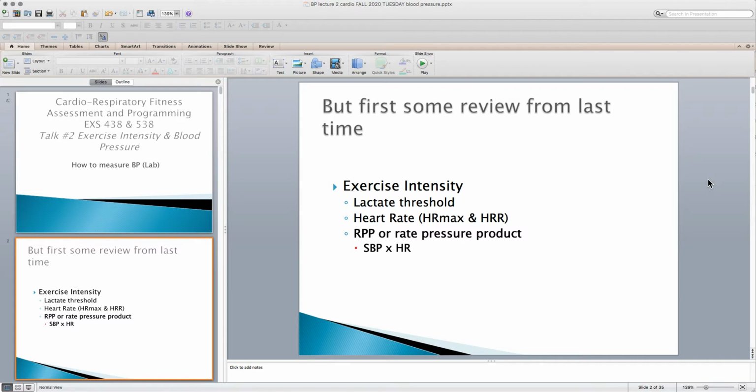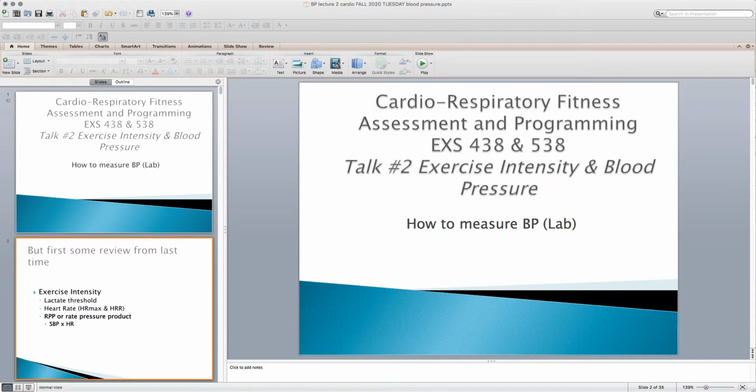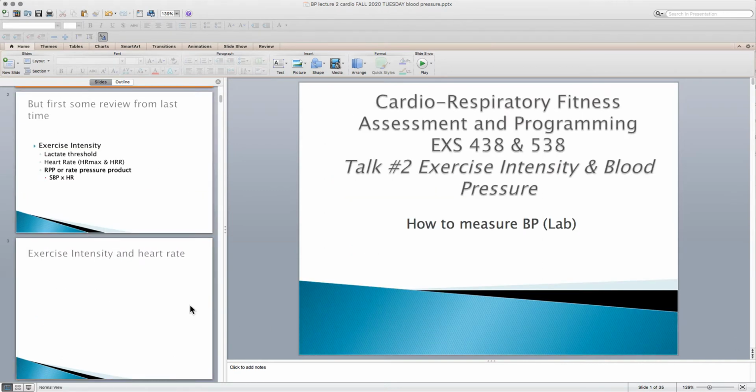Yet blood pressure can also be used as a measurement of exercise intensity, and specifically what's called the rate pressure product, or RPP. It is a measure, or can be a measure, of how hard the heart muscle is actually working. And the rate pressure product is simply the systolic blood pressure times the heart rate. And the units are both of those units, so it's a pressure and beats per minute. So that's another way to look at exercise intensity.